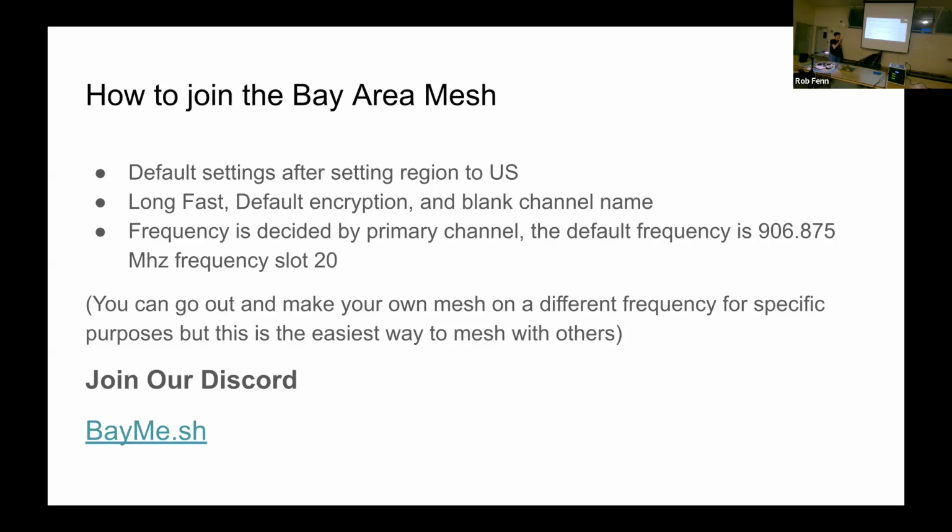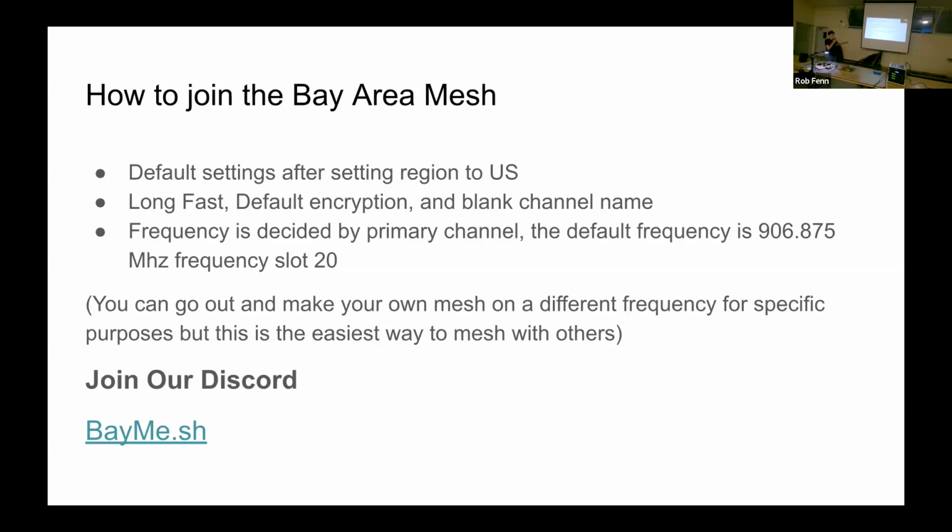Default encryption and blank channel name. Don't change the primary channel name because that will change the frequency. I made that mistake where I renamed it and it changed the frequency. Frequency is decided by the primary channel. Default frequency is 906.875. So you could catch me listening on 906.875.